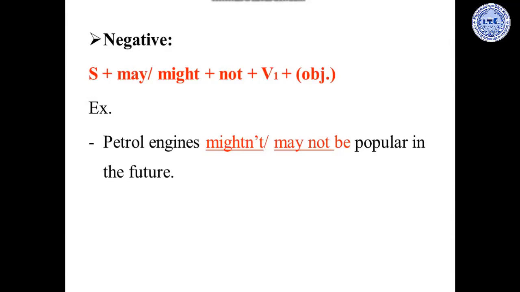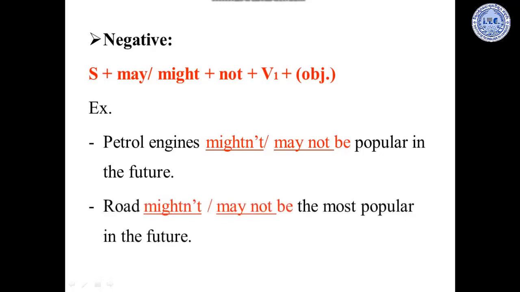And for the negative, it's not much different. We just add not after may or might. We can say may not or might not. Let's see the example. Petrol engines mightn't, we pronounce mightn't, or may not be popular in the future. We can make a short form with might, but we cannot use a short form with may. We can only use the full form may not. One more example: roads mightn't or may not be the most popular in the future.